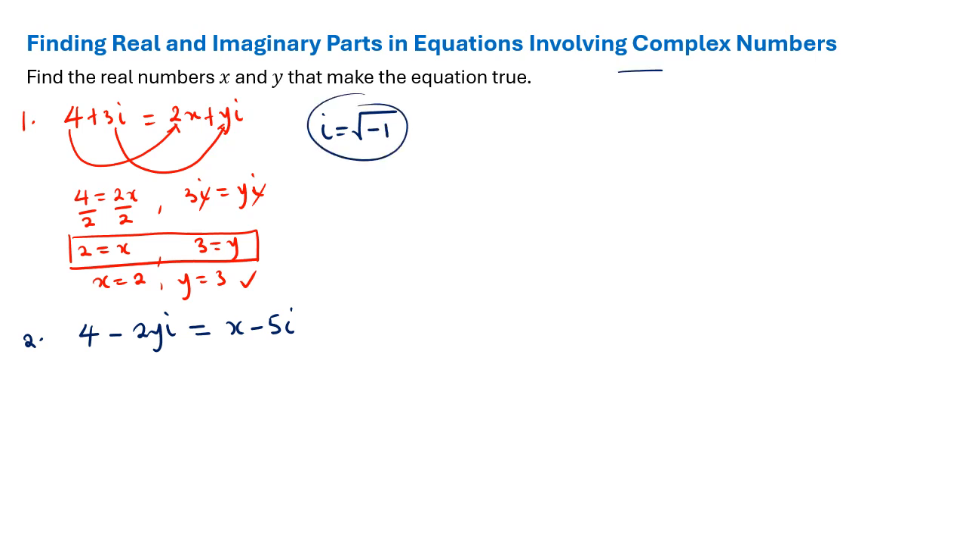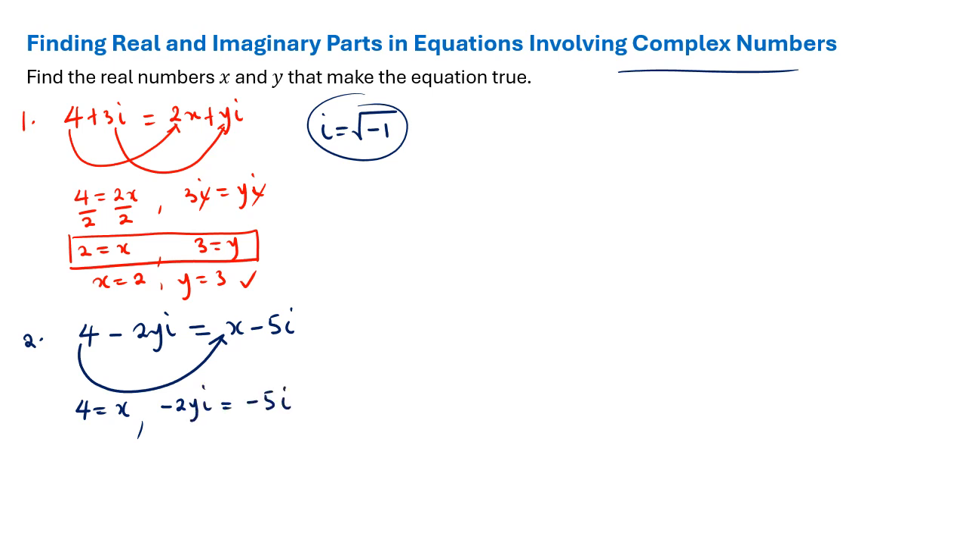Since we're working with complex numbers, again what we can do is make sure that we rearrange the equation such that we can set the imaginary parts to imaginary parts and the real parts to the real parts. So what I have now is that 4 is equal to x. And then for the y parts, we have negative 2yi will equal negative 5i.